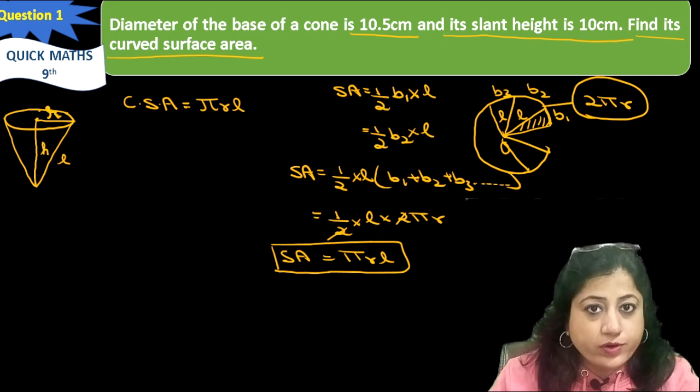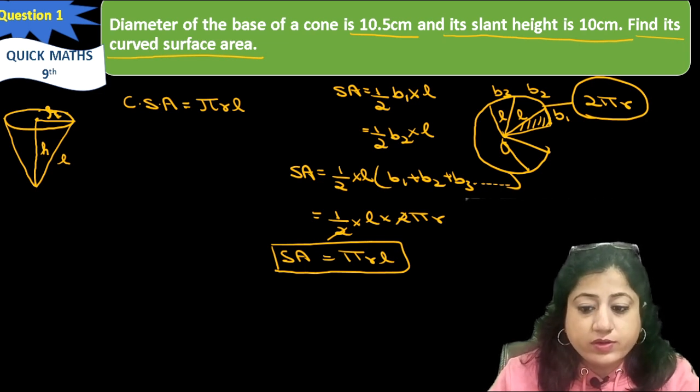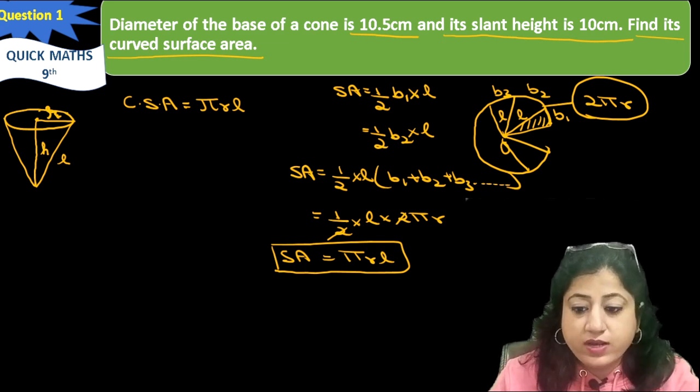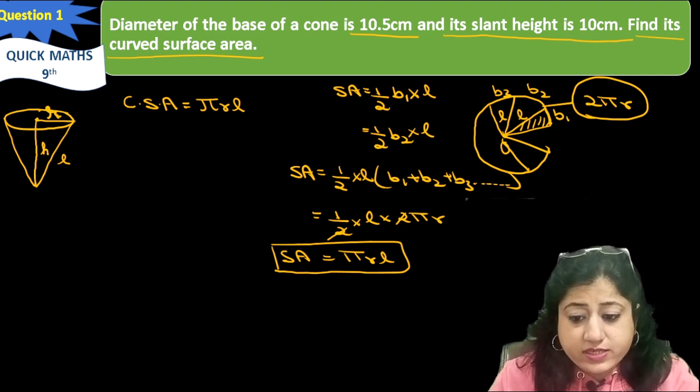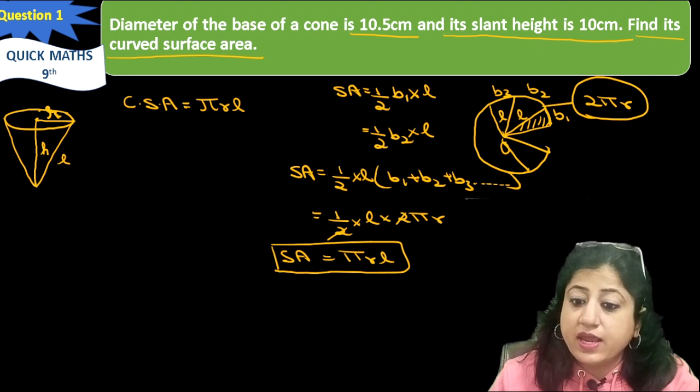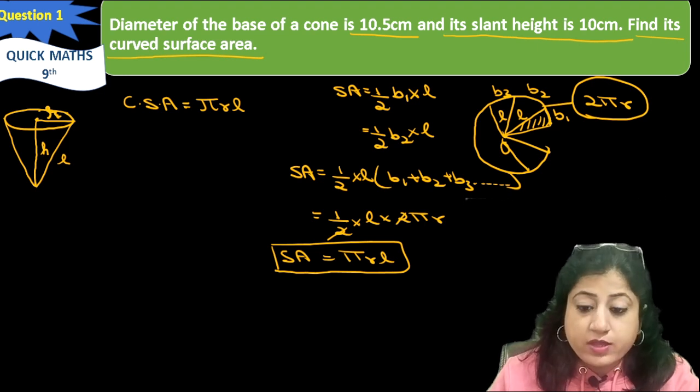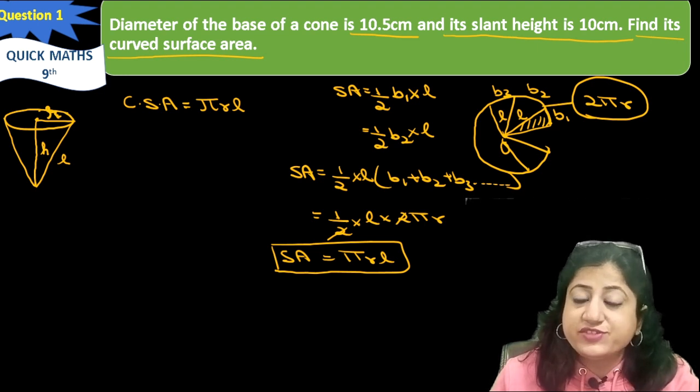Just open the cone, and after opening the cone there are various bases. We will convert this cone into a number of triangles. In these triangles the radius is the same, L, L, L, L, L, but the bases are different. Bases are B1, B2, B3 and so on. So the summation of all these triangles will give the surface area of the cone.